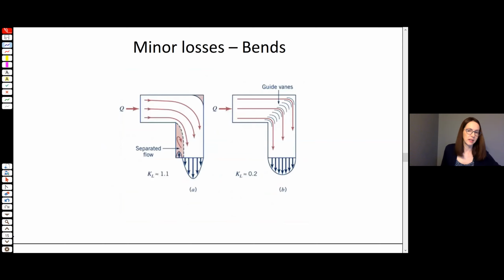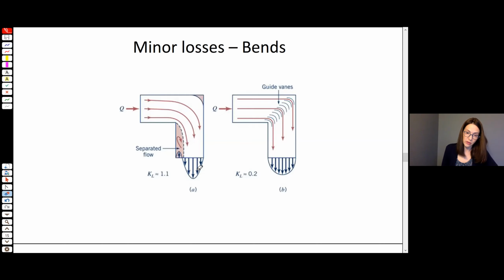You can mitigate the effects of these bends if you use guiding vanes. Those little spacers guide the flow around and don't let these large-scale vortices, on the order of the diameter of the pipe, form. So here, if we have a 90-degree bend with no guiding vanes, we get this recirculation zone downstream of the bend.